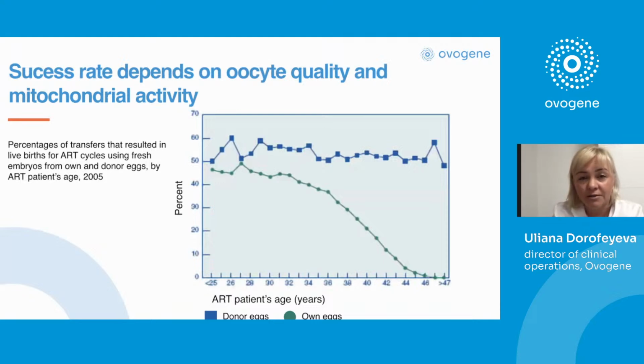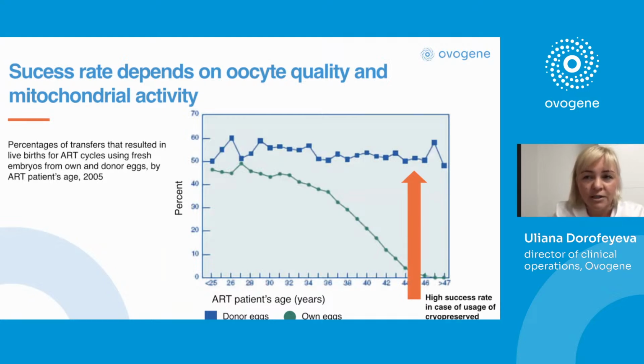Success rate depends on the oocyte quality, but not only the oocyte quality, also the mitochondrial activity. And we know that the results could still be really high, over 50% clinical pregnancy rates, in case we are using young and healthy oocytes. However, not every patient could have frozen oocytes.